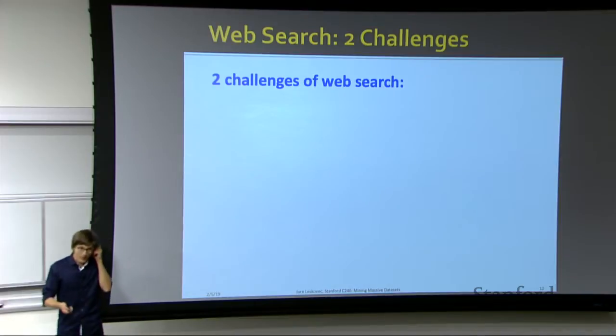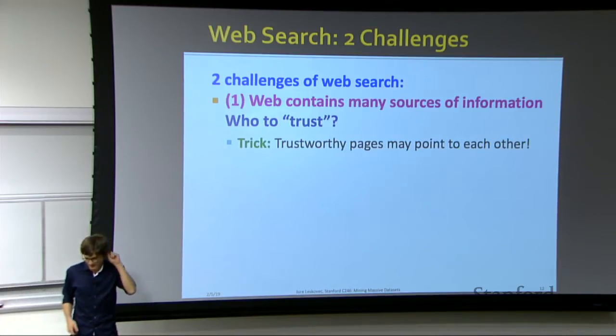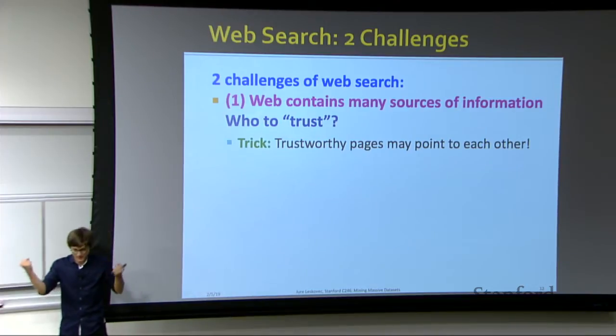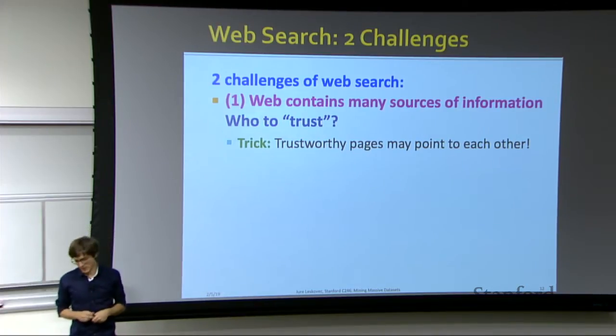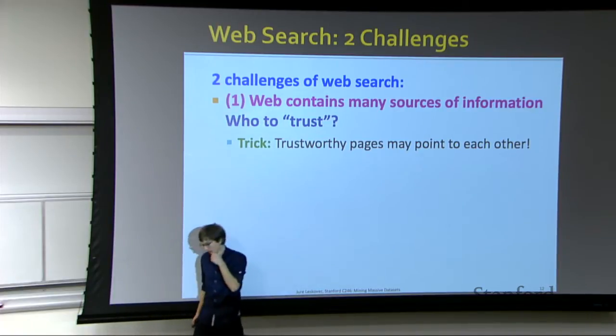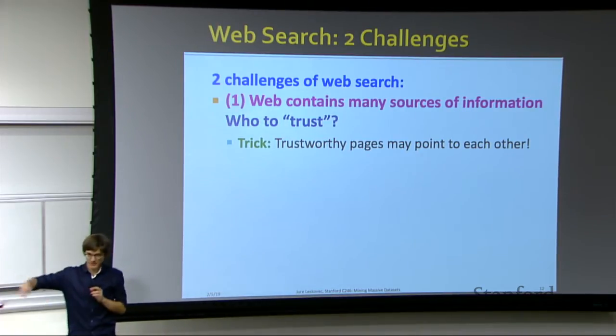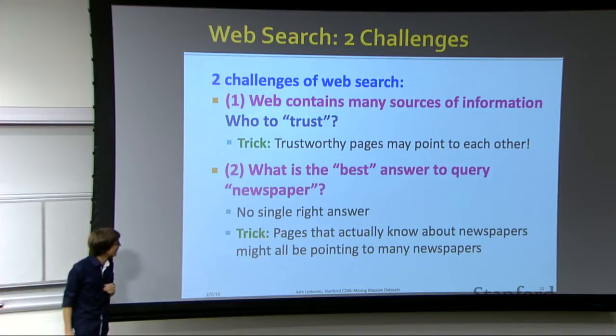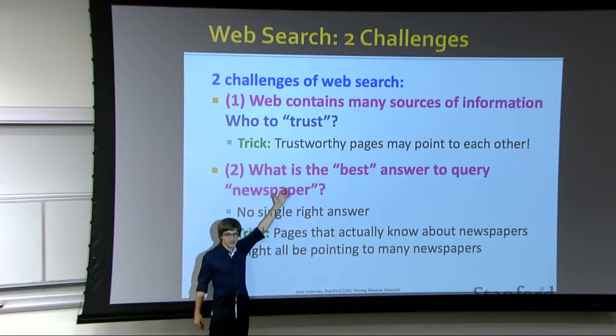So really, if you want to search the web, you have two problems. First, the web contains many different websites. Which of them should you trust? How would you compute the trustworthiness of each page? How would you say this is a good part of the web and this is an untrustworthy part of the web?